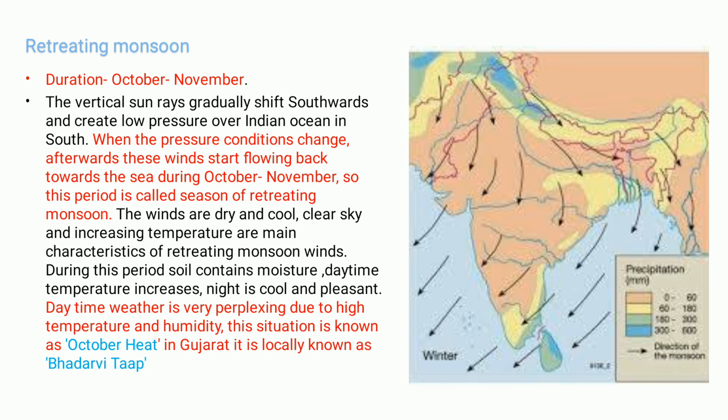Daytime weather is very perplexing due to high temperature and humidity. We are experiencing the same condition nowadays. Very high temperature because of humidity, and we feel very hot because we feel the heat in the environment. This situation is known as October heat, and in Gujarat you might have heard this word. Locally it is known as Bhadarvi Tap.